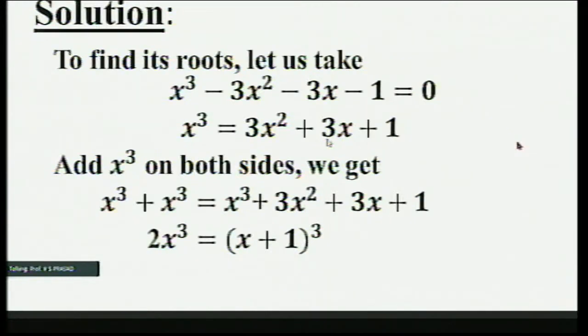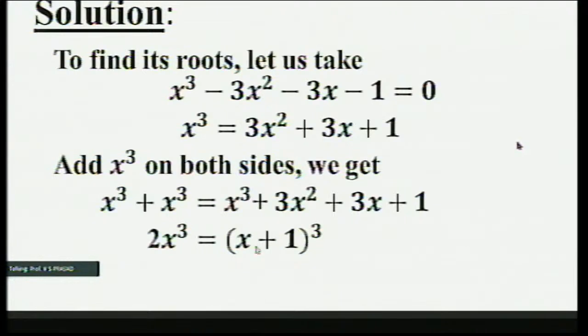So what I did is, whatever the minus terms are there, I took them to the left hand side. Therefore the expression becomes x cube is equal to 3x square plus 3x plus 1. Now I am going to add x cube on both sides. So it becomes x cube plus x cube is equal to x cube plus 3x square plus 3x plus 1. So x cube plus x cube becomes 2x cube, very easily you can observe. And surprisingly, the expression on the right hand side exactly becomes x plus 1 whole cube.